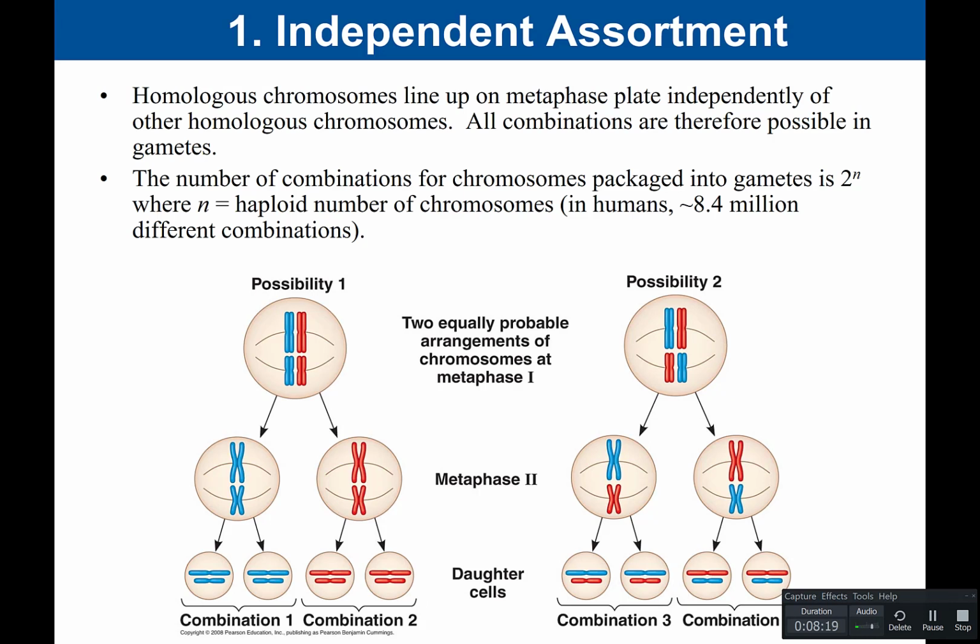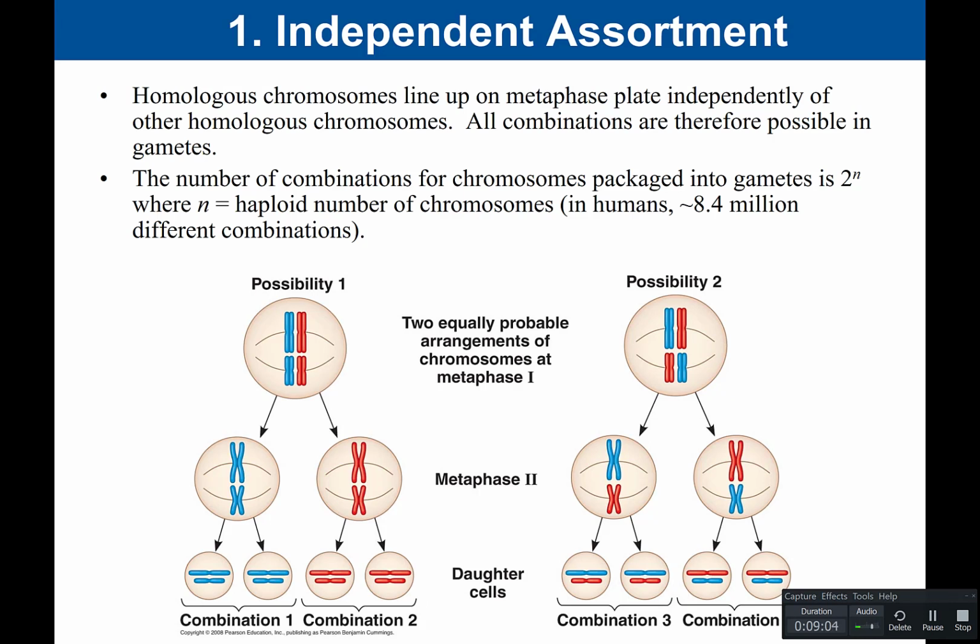In this case, we have 2 homologous pairs. In scenario 1, simply by chance, the ones from dad line up on one side and the ones from mom line up on the other. So during meiosis I, when homologous pairs split, the ones from dad end up in one cell and the ones from mom end up in the other. Then when we go through meiosis II and sister chromatids separate, these 2 are separating, these 2 are separating. So the gametes will have a large blue and a small blue, or a large red and a small red. So those are 2 different gametes that can form.